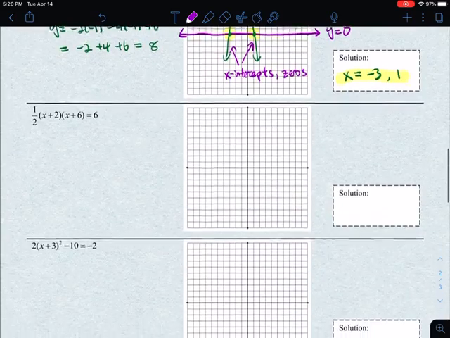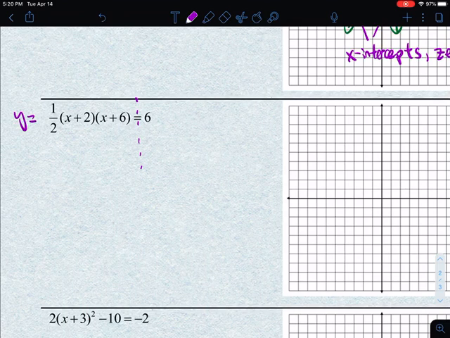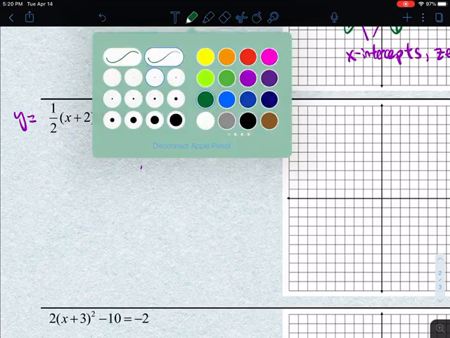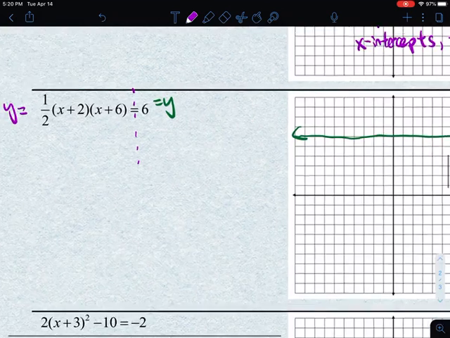Let's see, let's try one with intercept form. Okay, so once again, we have two sides, and then the right side, once again, is just a number. So let's go ahead and graph that first. Y equals 6, which is going to be this line right over here.